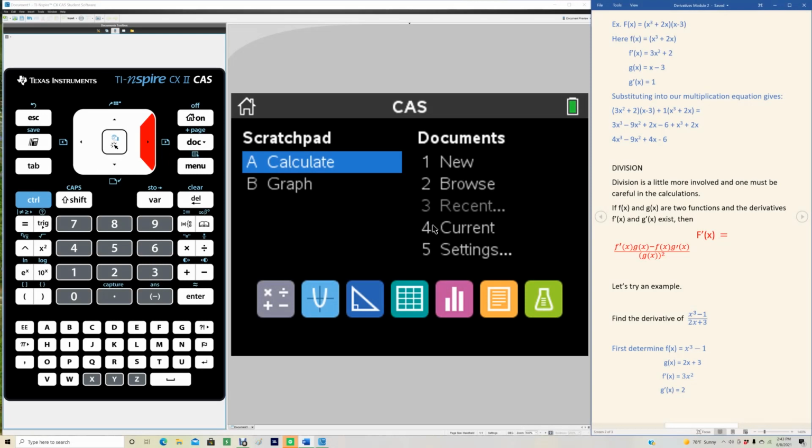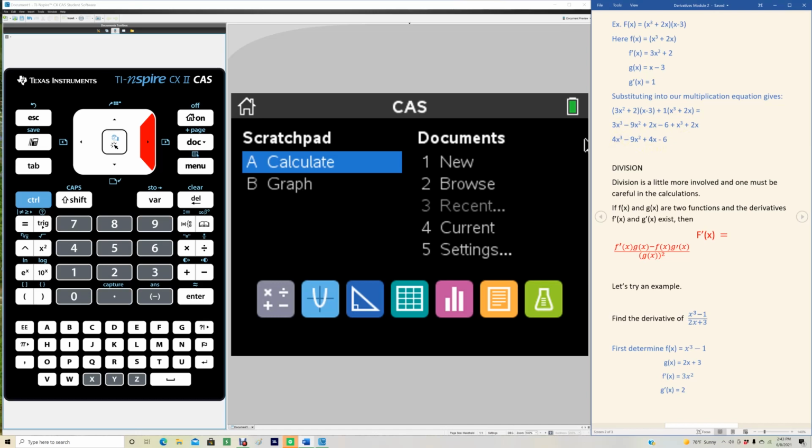Now substituting this into our multiplication example gives 3x squared plus 2, that's f prime of x, times the quantity x minus 3, that's g of x, plus 1, that's g prime of x, times the quantity x cubed plus 2x, that's f of x. And if we multiply all those out, we come up with the following polynomial. And gathering like terms, we come up with our final answer, 4x cubed minus 9x squared plus 4x minus 6.